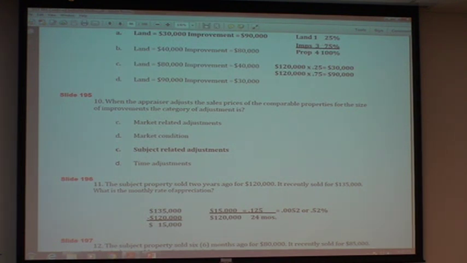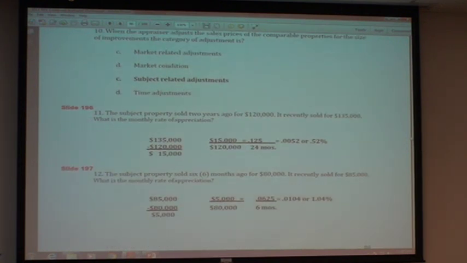Everybody get 12? So you probably sold 6 months ago for 80,000. You sold for 85,000. What is the monthly rate of appreciation? 85 minus 80 equals 5,000. 5,000 divided by 80,000 equals 0.0625. Divide that by 6 months, and you get 0.0104 or 1.04%.